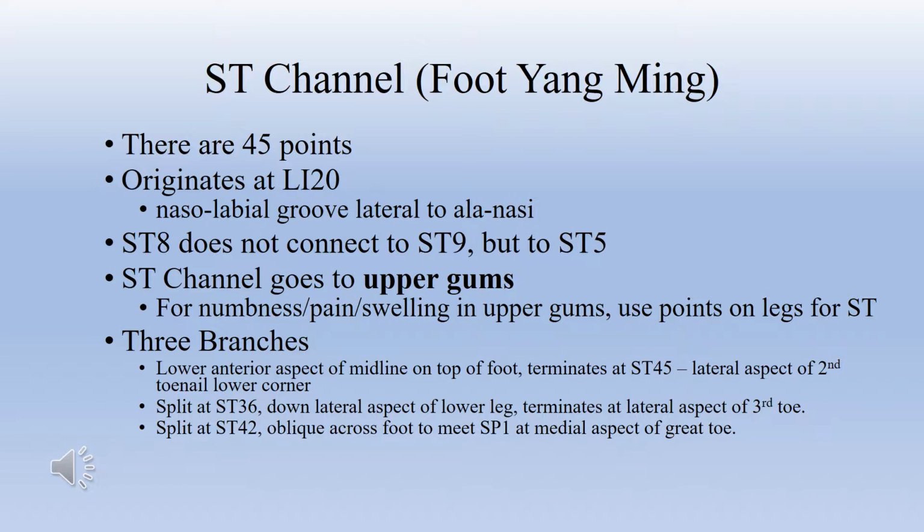There are 3 branches. The first goes down the anterior aspect of the midline on top of the foot and terminates at stomach 45, at the lateral aspect of the second toenail, lower corner. The second splits at stomach 36, goes down the lateral aspect of the leg, and terminates at the lateral aspect of the third toe. The third splits at stomach 42. It goes obliquely across the foot to meet with spleen 1 at the medial aspect of the great toe.